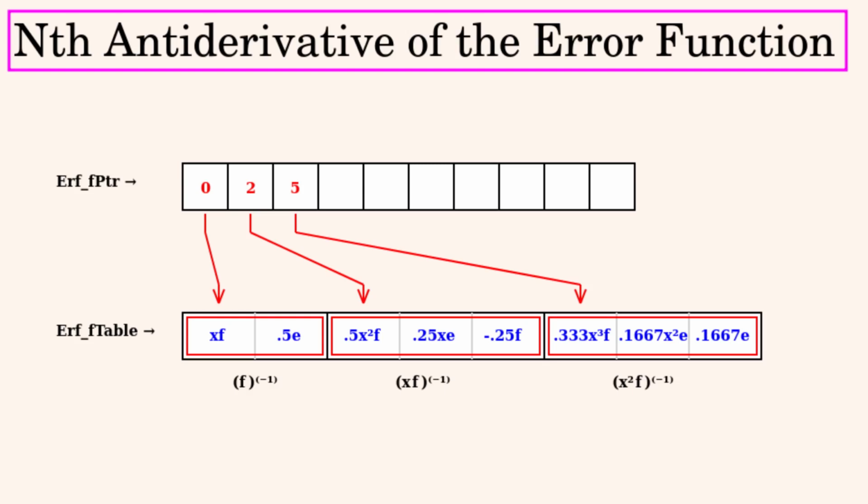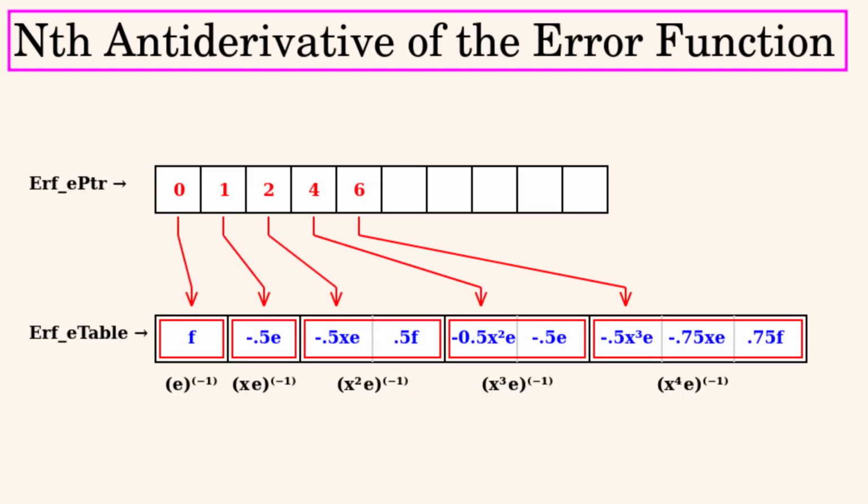So this is the data structure that we'll be using to store the table of antiderivatives for functions that are x to the power of n times f. A list of terms making an expression with a list of pointers to the start of each expression, and I've written what the derivatives are of these expressions underneath. And this is the data structure that stores the antiderivatives of x to the power of n times e, which is the same data structure but storing different information.